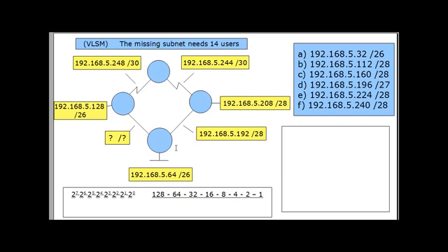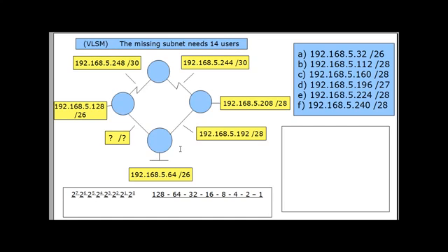In the question, we've got a network diagram, and you've got to look at it. The question tells us we need to find the missing subnet right here. You see this one has a question mark. For this missing subnet, we're going to need about 14 users, and we need the subnet size to have the fewest wasted addresses. So it needs to be as close to 14 users as possible.